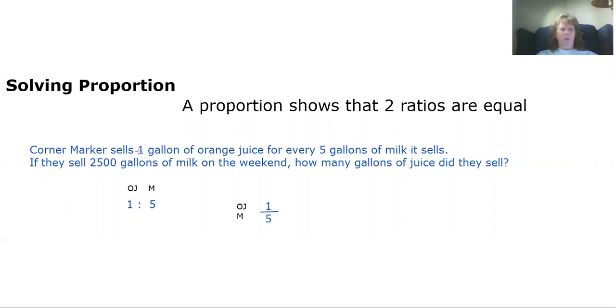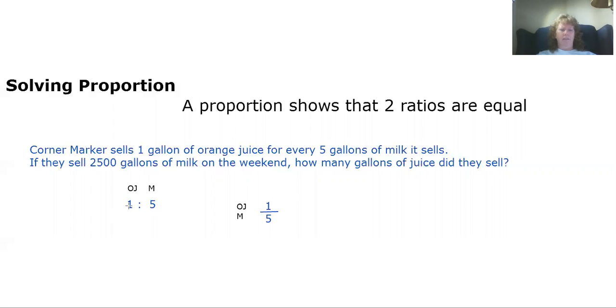So I've written the ratio from the first sentence, 1 gallon of orange juice to 5 gallons of milk, here with a colon to separate the numbers and as a fraction. And I've made a note of which number is orange juice and which number is milk. This is a good thing to do when you first start to work with proportions, because it's really easy to just accidentally put the numbers in the wrong place and get the problem wrong. I would also do this on a test question, to make sure I was getting the numbers in the right place. I wouldn't want to miss the question just because I got the numbers mixed up.